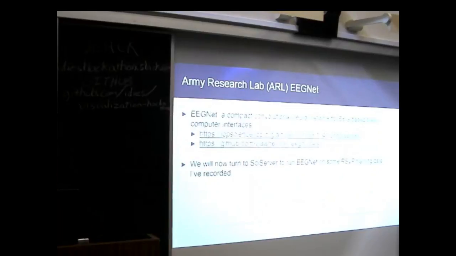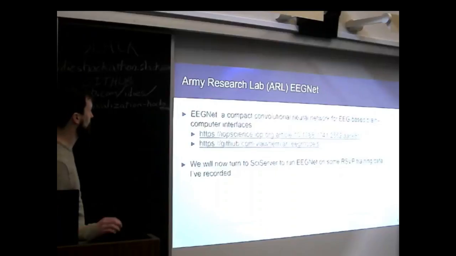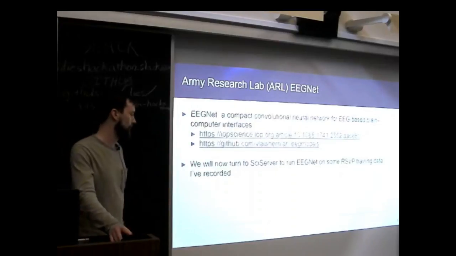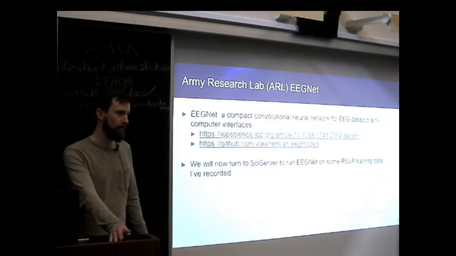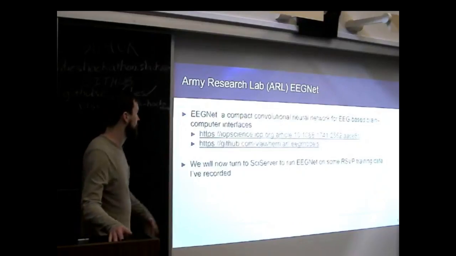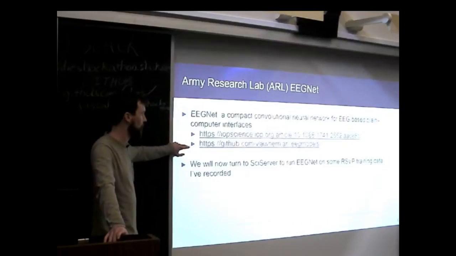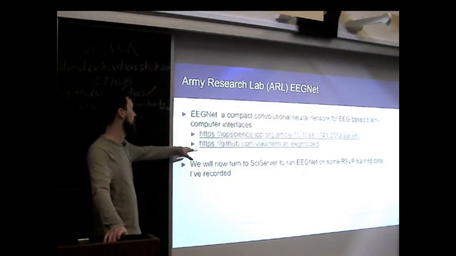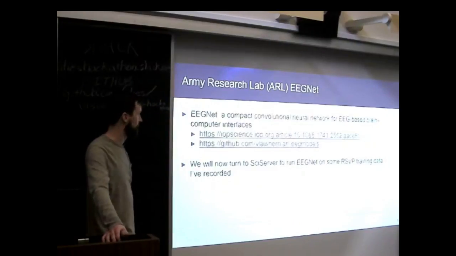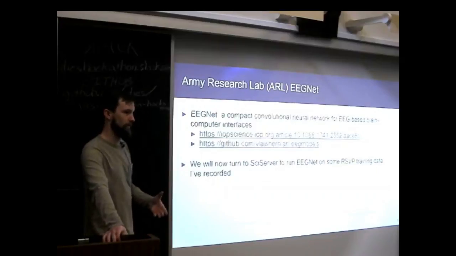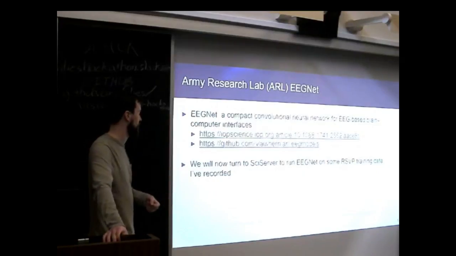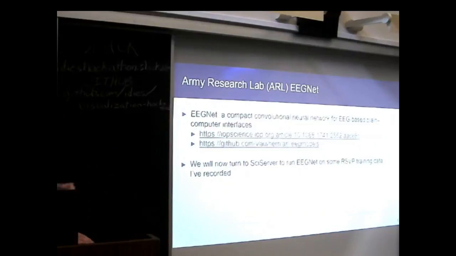Okay, so what we're going to be running today is EEGNet. This is something developed out of ARL. It's brand new. I mean, they just published this paper this summer. Their paper's available at this link, and the code for their EEGNet is available at their GitHub that they've published. It's also going to be in the demo code that we're going to be working with today. So now I'm going to turn to SciServer and show you guys some of the tools available there that have helped me run these classifiers.